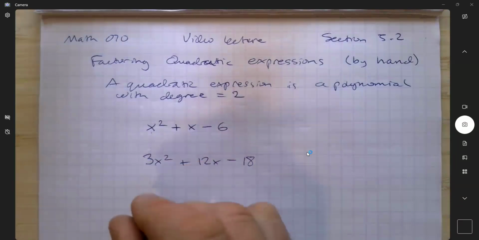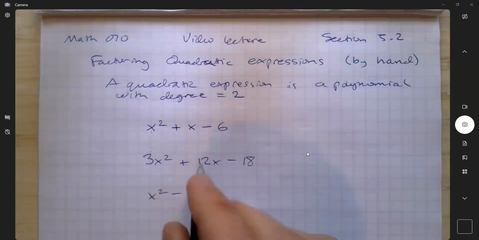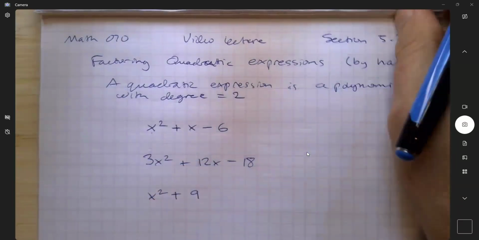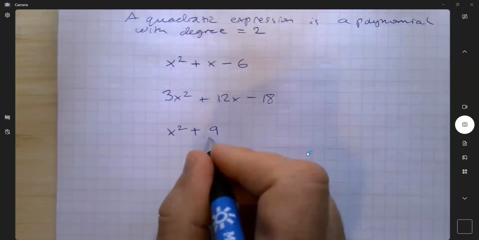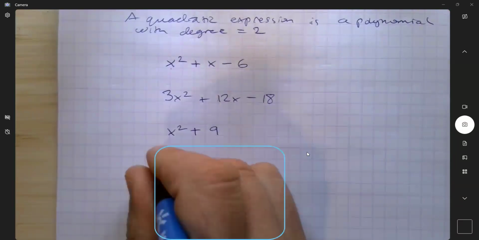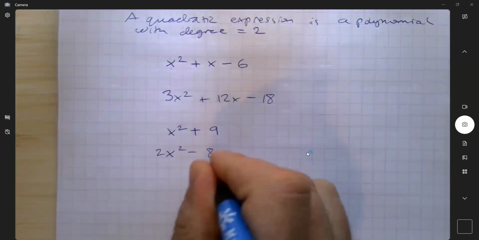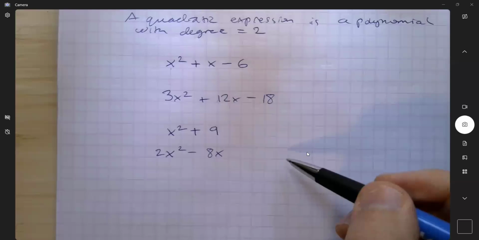It has to have an x squared. It doesn't actually have to have an x term. It could be something like x squared plus 9. And it doesn't have to have a constant term either. You could have 2x squared minus 8x. These are all quadratic expressions.